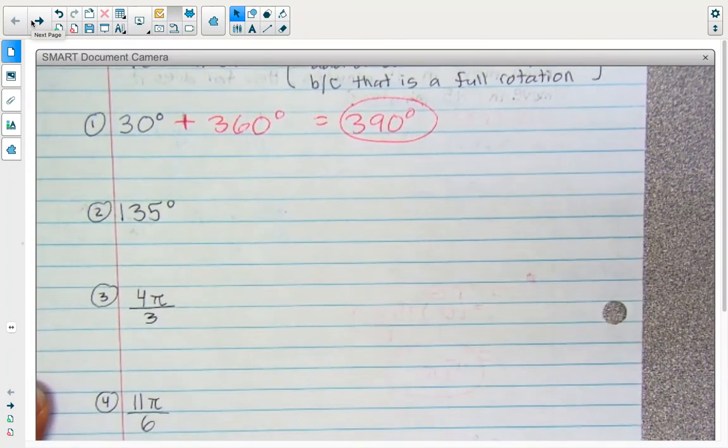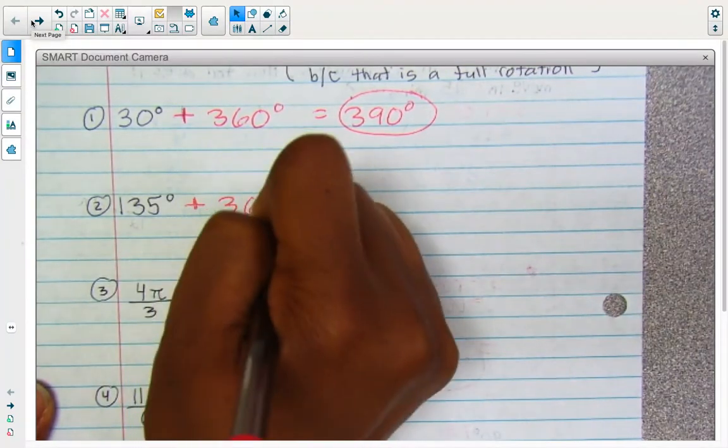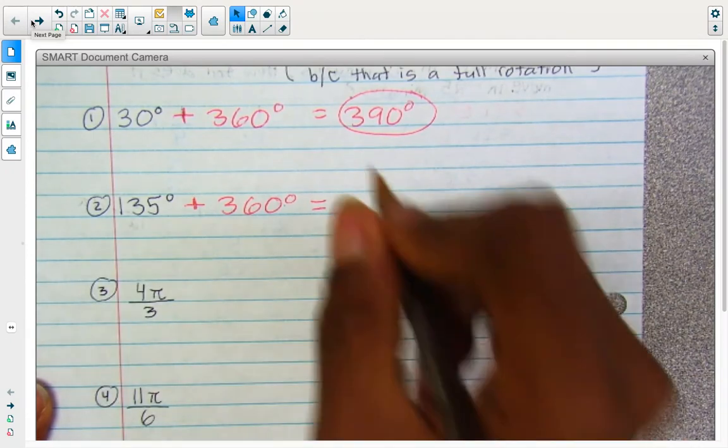Let's try 135 degrees. Again, we're going to add or subtract one full rotation. It really doesn't matter. There's endless possibilities. When I do 135 plus 360, that is going to give me 495 degrees.